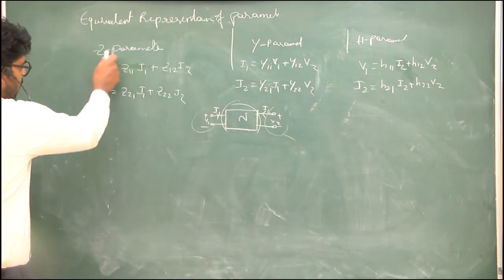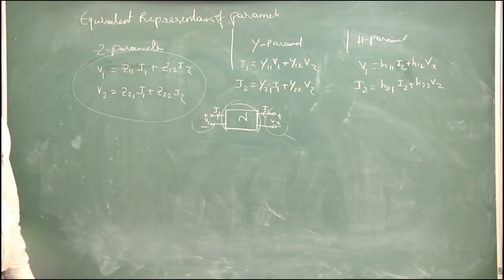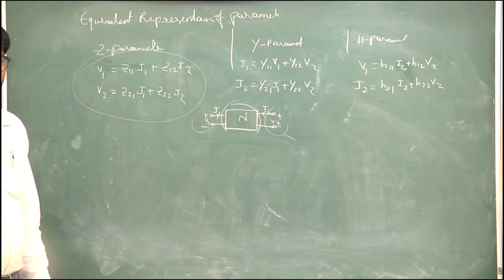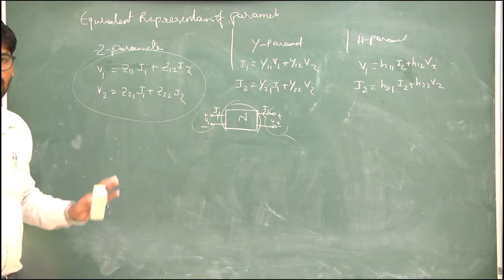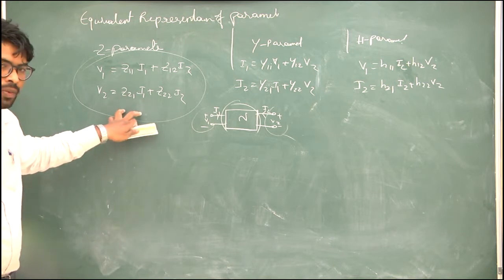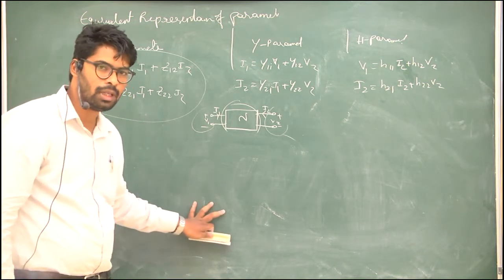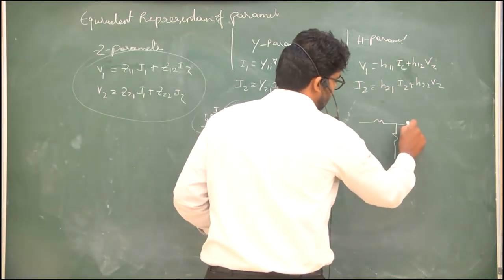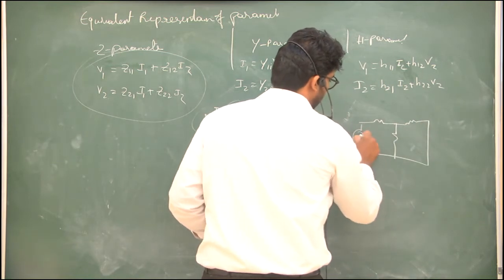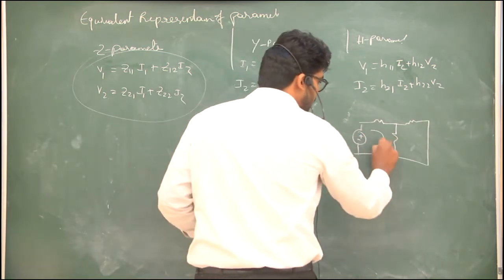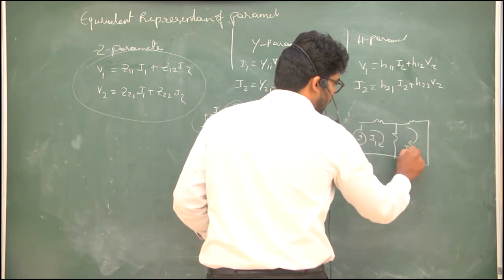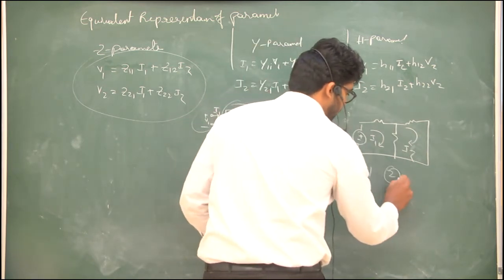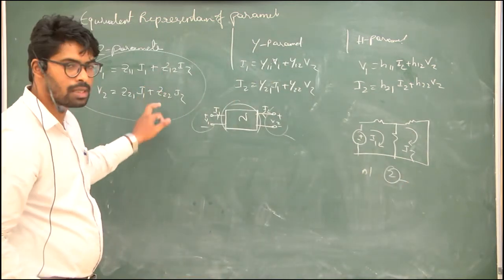So representing these equations in a circuit form is equivalent representation. See, these are the linear equations you got. We have to represent these linear equations in a circuit. For example, in mesh analysis, this is a circuit you have. This is the I1 representation, this is I2. By KVL, you got two linear algebraic equations.